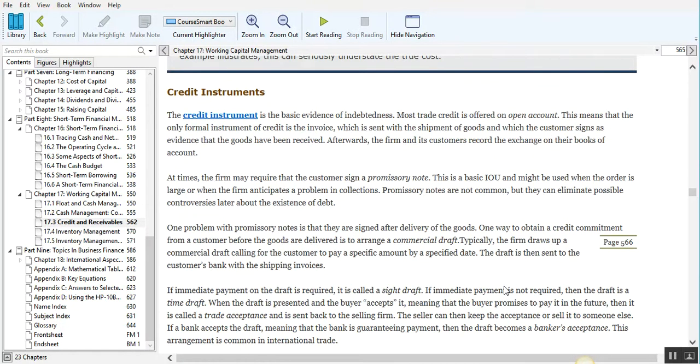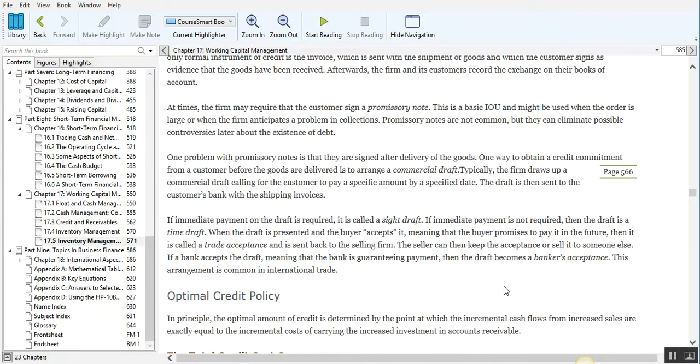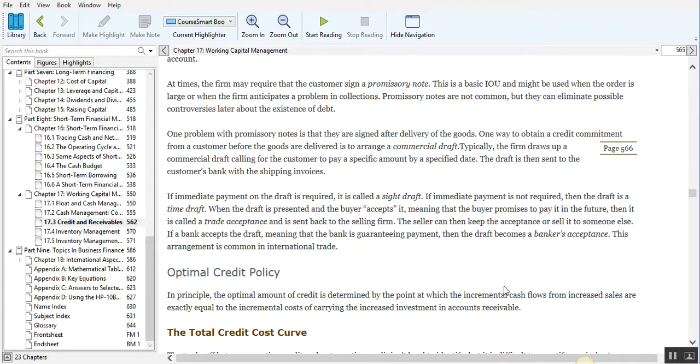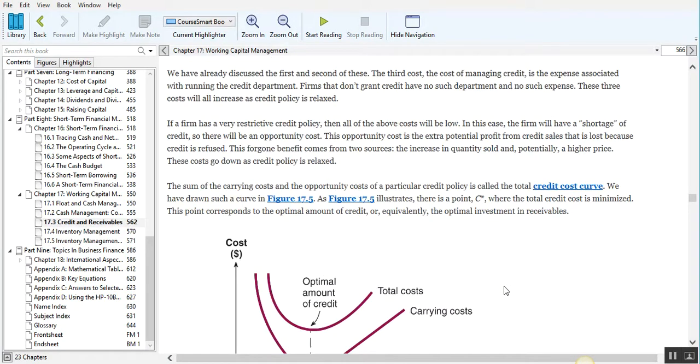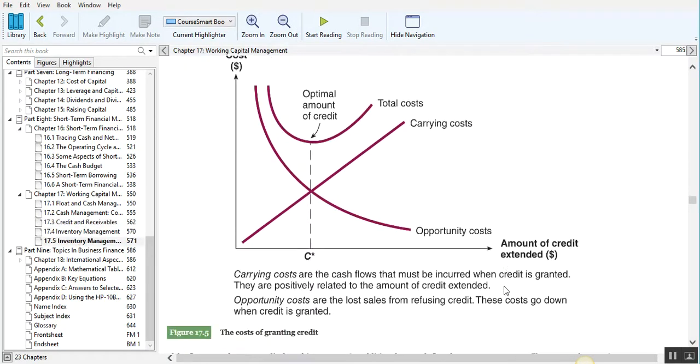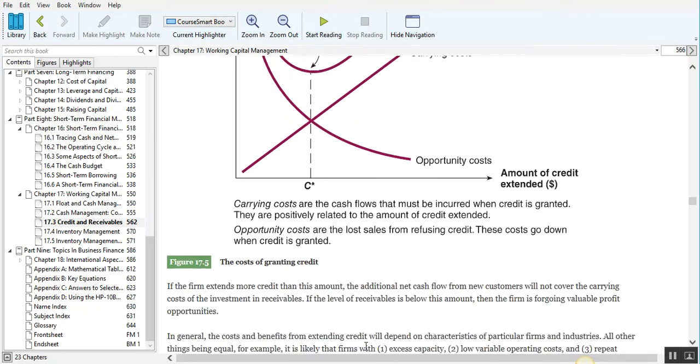Credit instrument is the evidence of indebtedness. So trade credits on an open account may typically have a promissory note, but they would be signed after the delivery of the goods typically. So when we look at the total cost of credit, it produces a curve sort of like this, which involves the carrying costs and the opportunity costs. So you're kind of at this intersection here. This is the optimal place, optimal amount of credit.